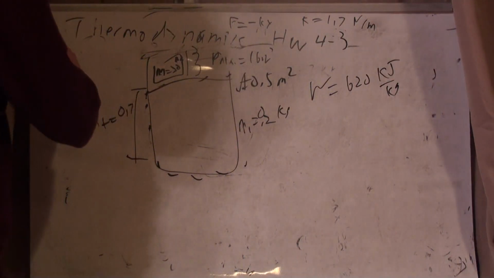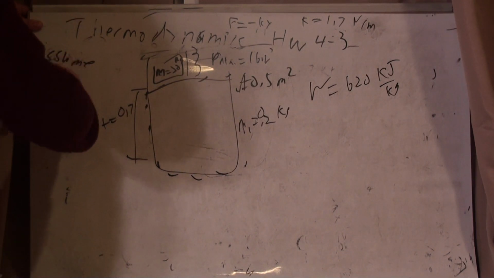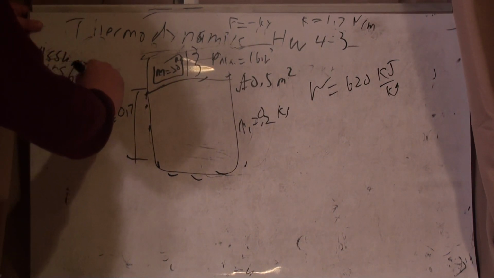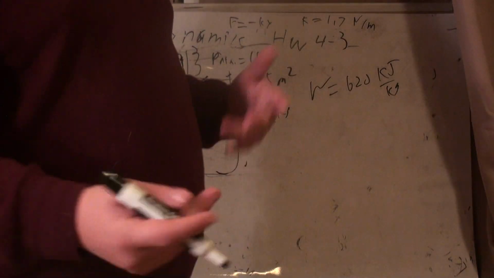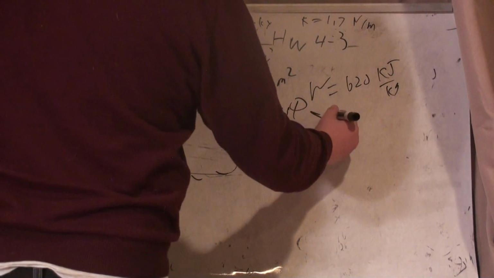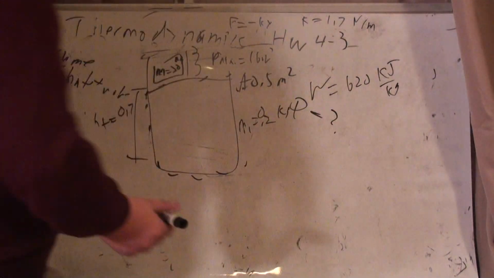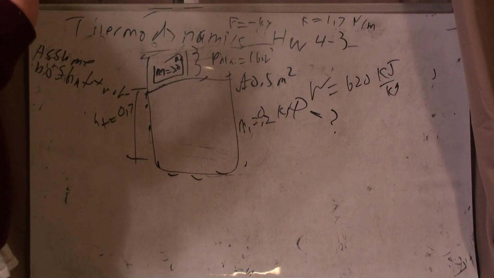Gotta have my assumptions. Okay, assume no shaft work. I don't see anything spinning. So no shaft work. Is it adiabatic? Well, obviously it's not adiabatic because I'm actually trying to find what Q is.